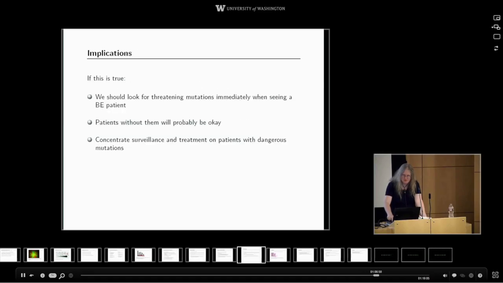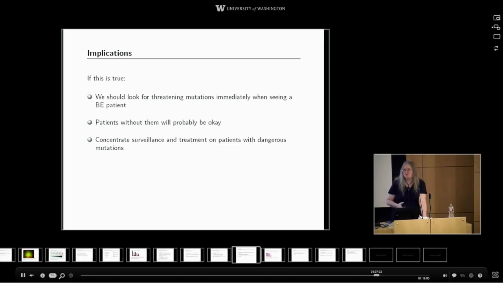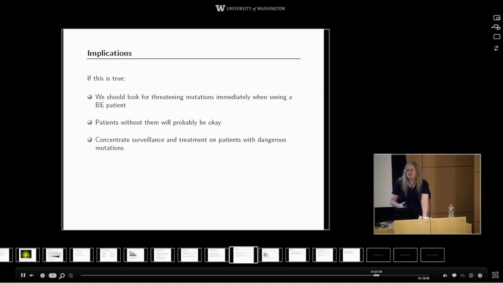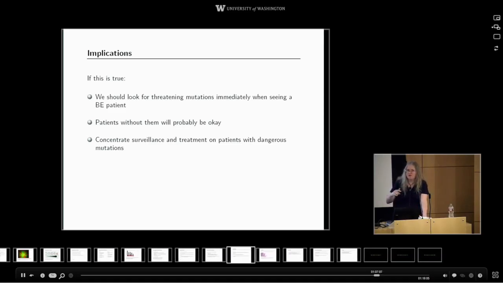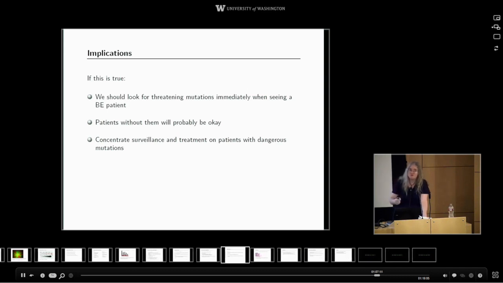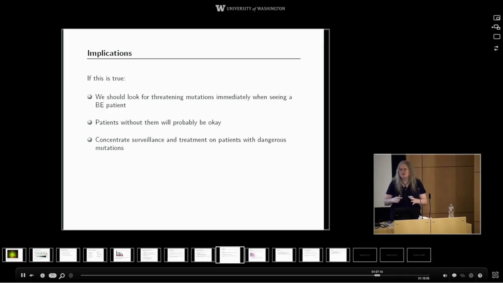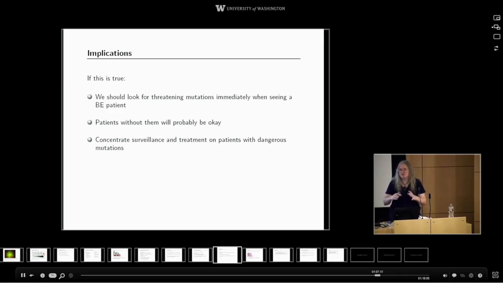All right. I'm going to skip through. So the implication then is that we could do a lot more to help these people by asking what mutations are present now, rather than by focusing all our efforts on ongoing surveillance. We may be able to drop people out of the surveillance programs and improve their quality of life, and focus our attention on people where we can see trouble brewing already.